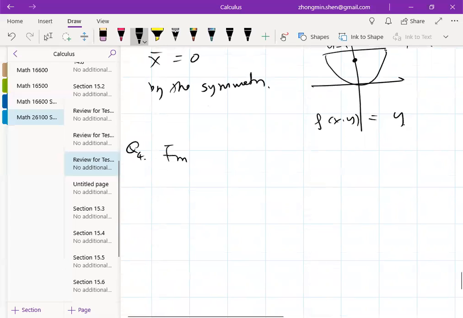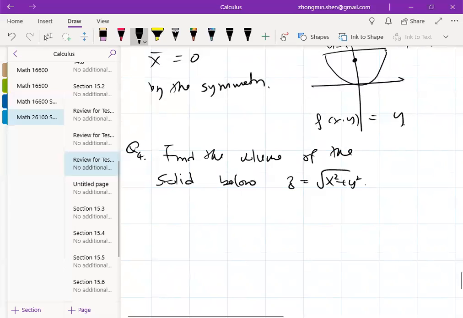Yeah, find the volume of the solid which is below this cone and above this ring. Okay, this is x squared plus y squared less than or equal to 4, greater than or equal to 1.